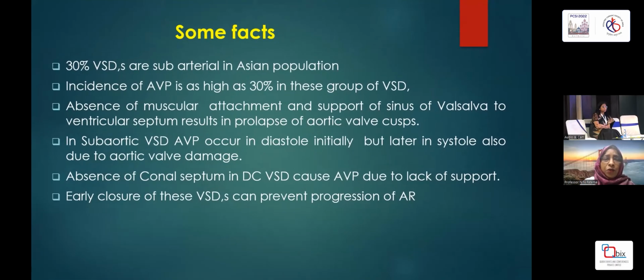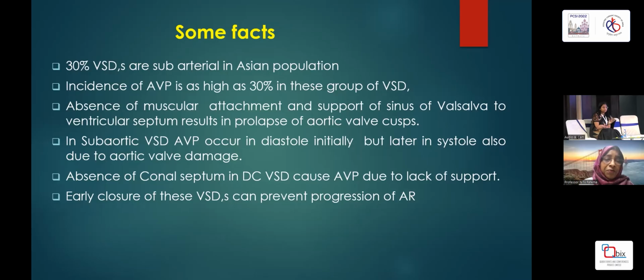But I want to share some of the facts of this series, why we have done these cases, because doubly committed and subarterial VSD are very common in our population. About 30% of the VSDs are subarterial in the Asian population, and the incidence of aortic valve prolapse is as high as 30% in this group of VSD. The absence of muscular attachment and support of the sinus of Valsalva with the ventricular septum results in prolapse of the aortic valve occurring very easily in this kind of patient.